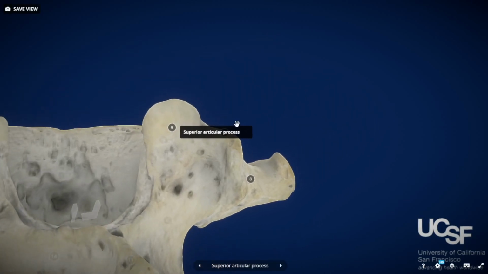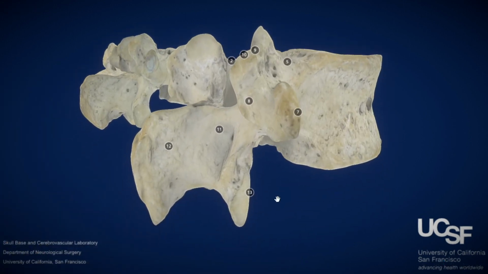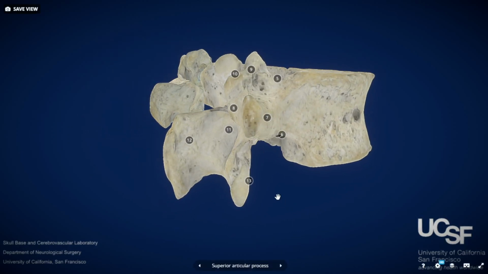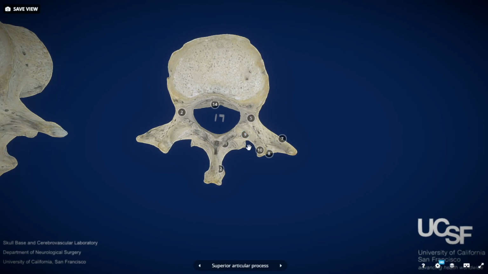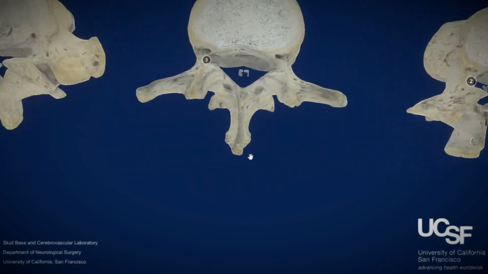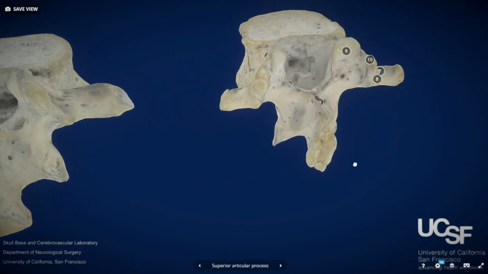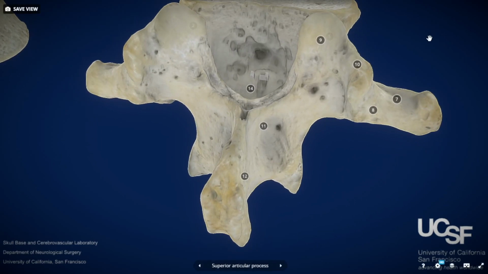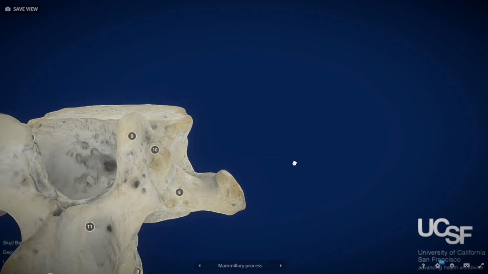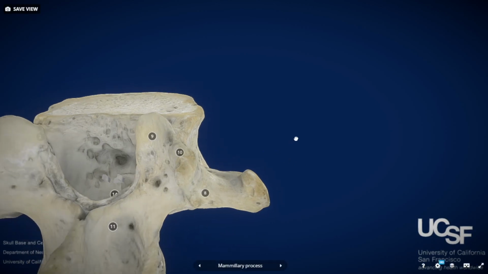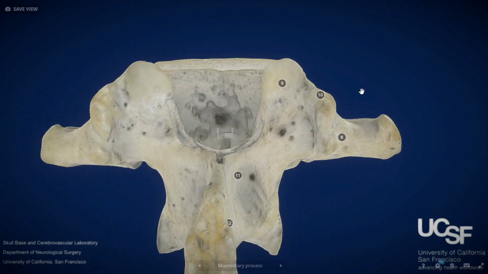Now labeled as 9, we see the superior articular process. The superior articular processes are similar to the thoracic region in terms of their vertical orientation, and from a superior perspective, we see that their orientation changes from oblique or sagittal to a more coronal orientation in lower levels. There's also a bony prominence emerging laterally, which is the mammillary process. The mammillary processes are characteristic posterior projections from the superior articular processes of lumbar vertebrae, and they serve as attachment sites for the multifidus lumborum muscles.